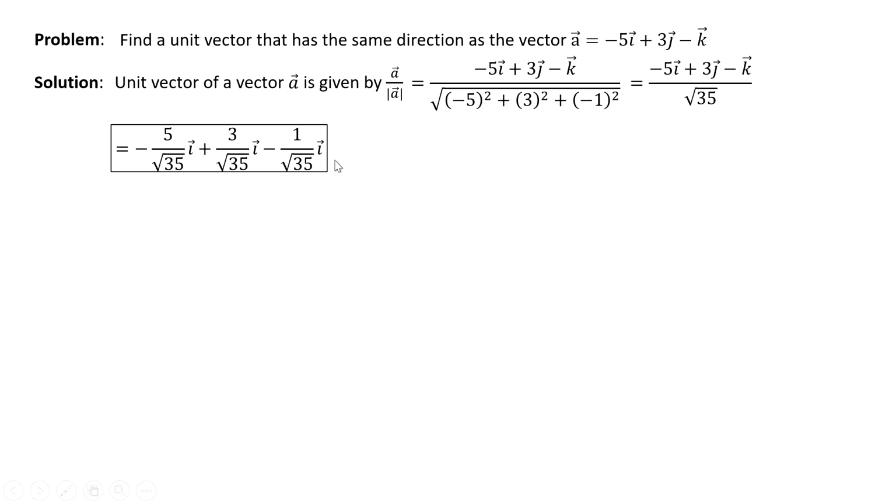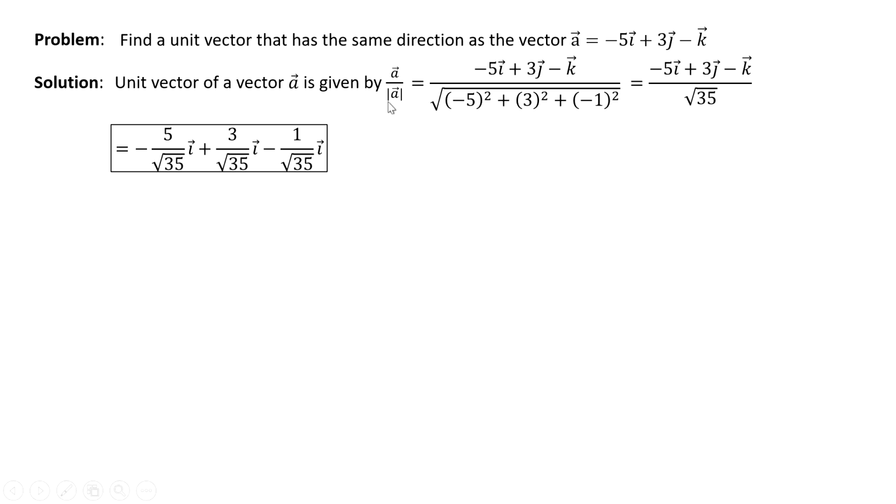You're not convinced? You should be, or check for yourself. Take this component, square it, take 3 over square root of 35, square it, and negative 1 over square root of 35, square it, and add them up and take the square root. Well, the tops would be 5 square, 3 square, and 1 square, which will add up to 35, a square root of that. And in the bottom, you'll have a 35. So square root of 35 over 35 is what you would get. Obviously, that's equal to 1.